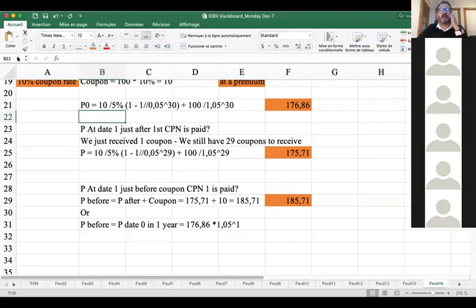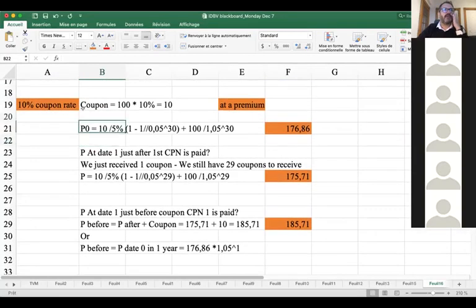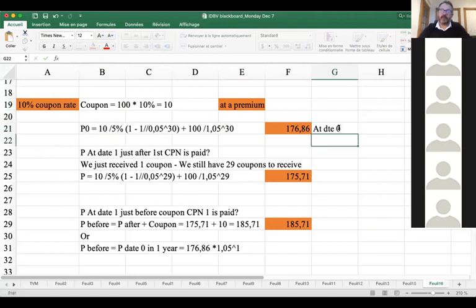I prepared some answers here. For this first question, we had 10% coupon rate, so we have a $10 coupon. At the date zero, we calculated that before the break, right? So we have $10 coupon, 5% yield to maturity, 30 years, so 176.86 at the date zero. Okay, so that's at the date zero.